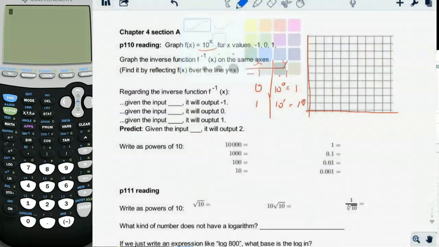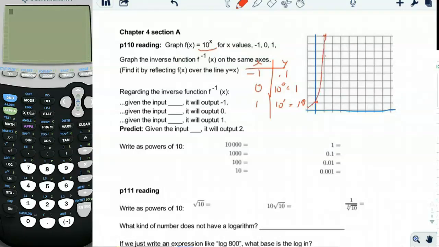I would graph 0, negative, oh, I'm sorry, I did something. Let's see, I'm going to put the x-axis there, and the y-axis here. And then I'm going to graph here. Okay, so -1, 0.1, that would be about here. 0, 1, that would be here. And 1, 10, that would be here. 1, 2, 3, 4, 5, 6, 7, 8, 9, 10. Okay. All right. Very steep curve.